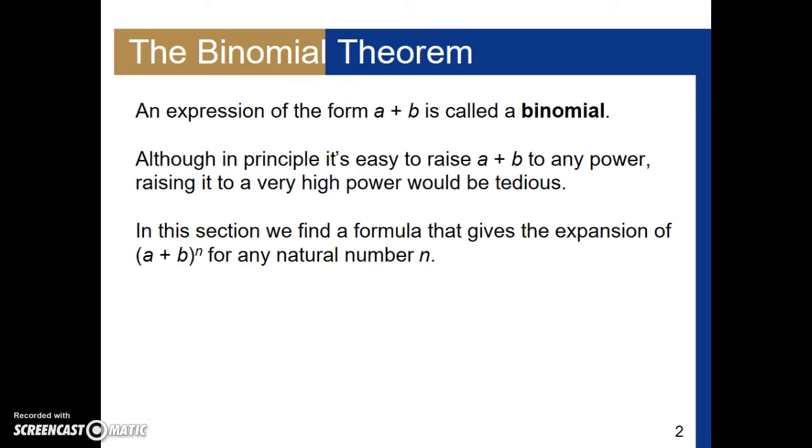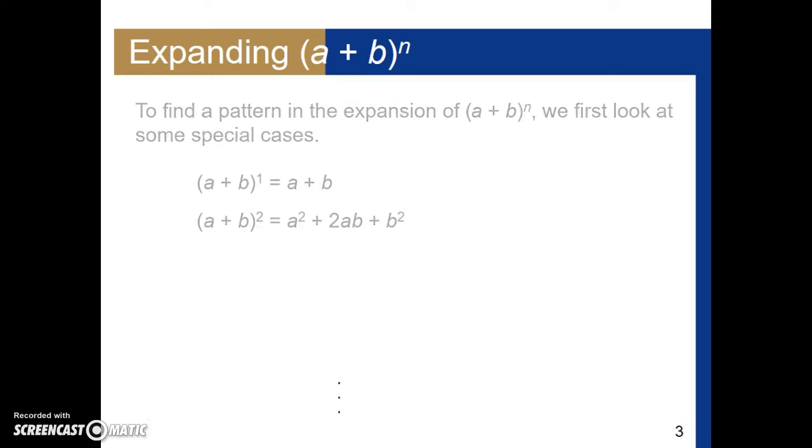In principle, it's easy to raise a plus b to any power, but the higher the power gets, as n gets higher and higher, the expansion gets more and more difficult to do by hand. So this is a shortcut way to expand a binomial raised to a higher power. So we're going to look for a pattern, and we'll see that a pattern does arise.